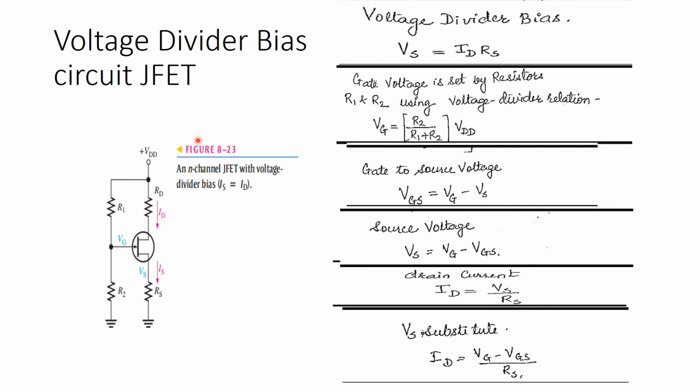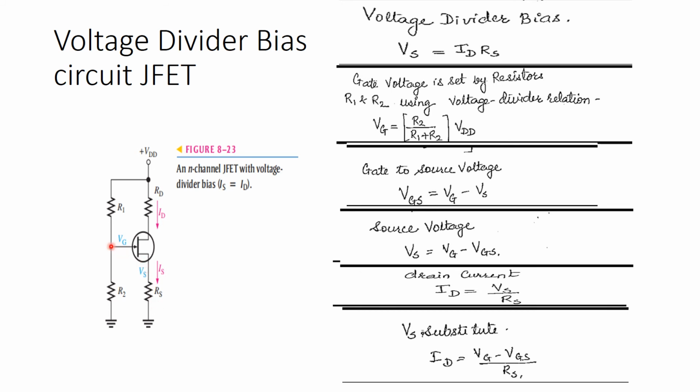Second biasing circuit, a voltage divider bias circuit. So this is again an N channel FET. ID is equal to IS in the given condition. So in the voltage divider biasing circuit, Vs is equal to IS RS. Since IS is equal to ID, this will be referred to as ID into RS.